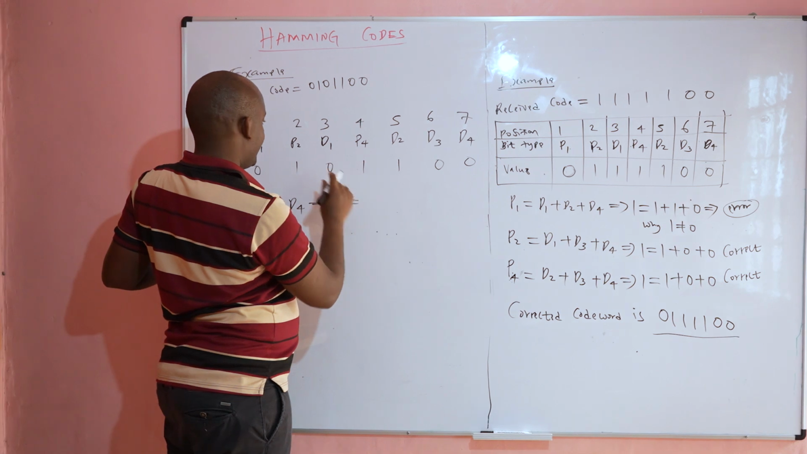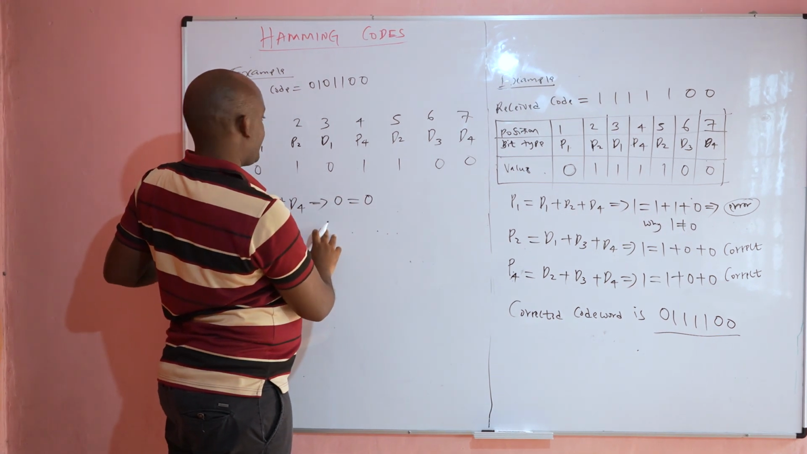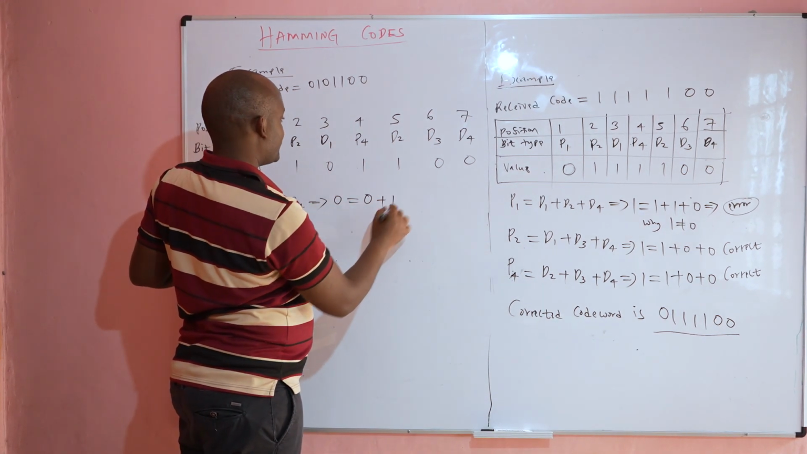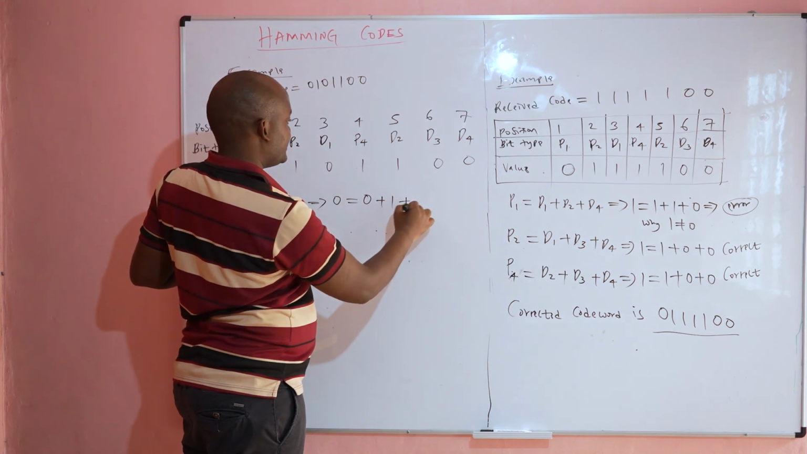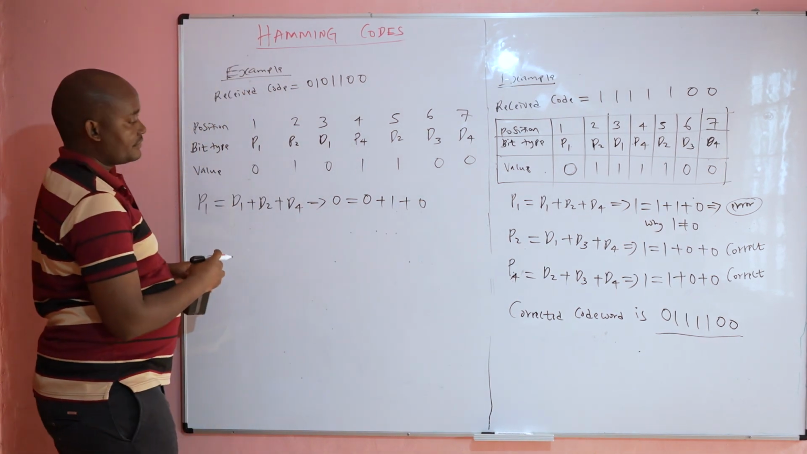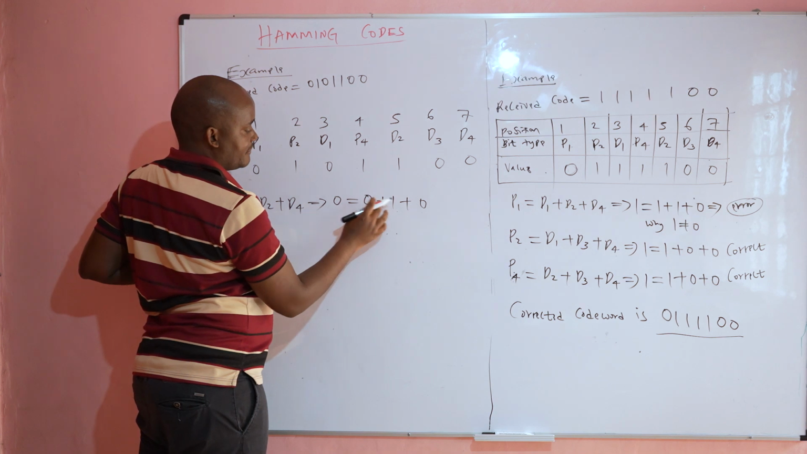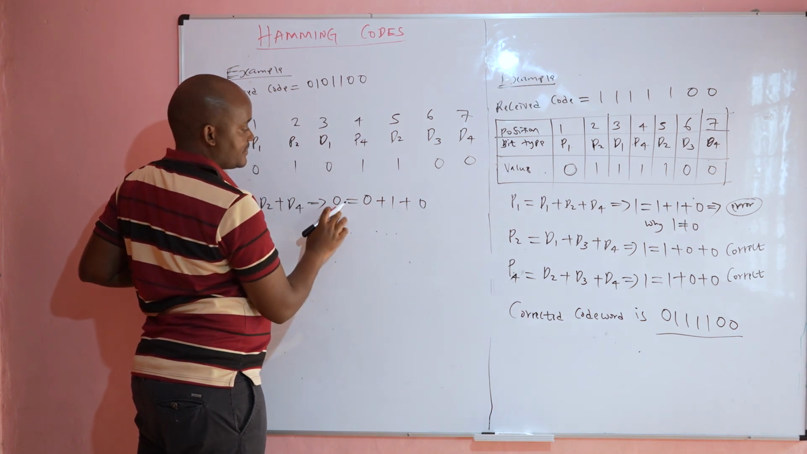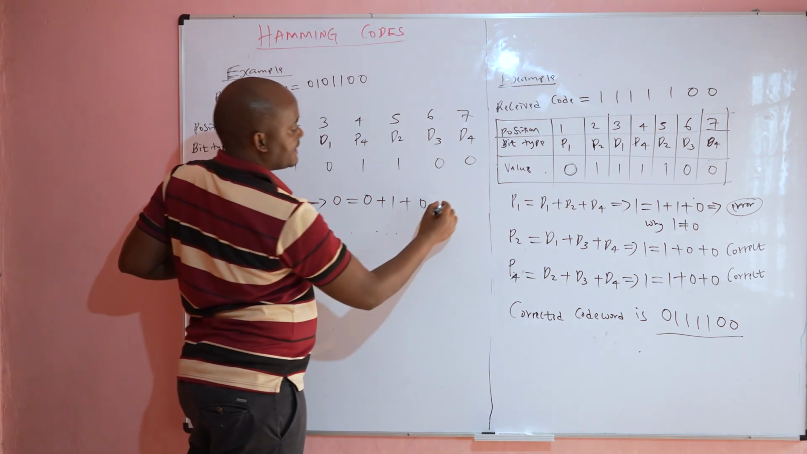So what is our D1? D1 is equal to 0. Our D2 is 1. And our D4 is 0. So you can see 0 plus 1 plus 0 is not equal to 0. So in this case, there is an error here.